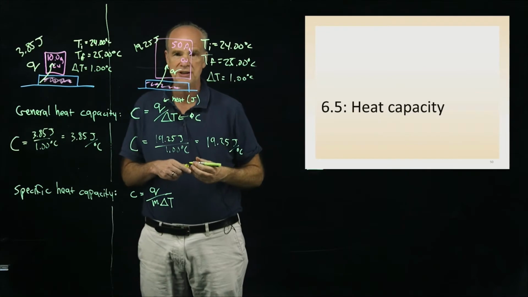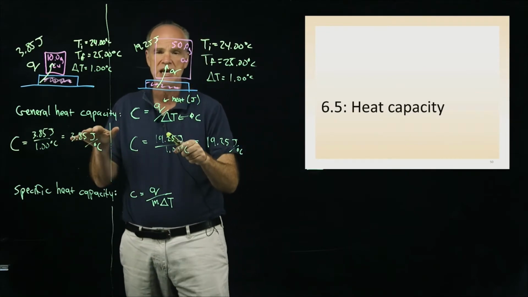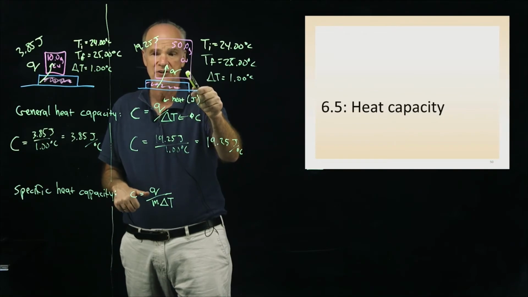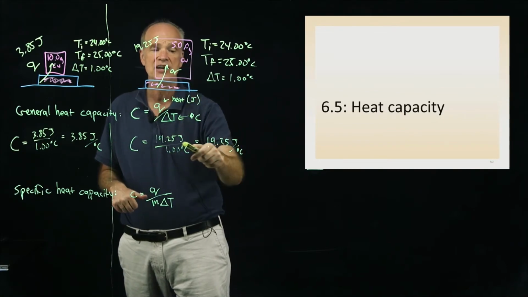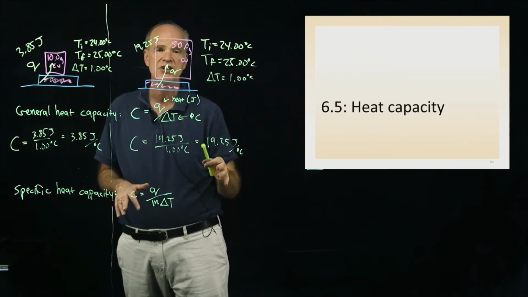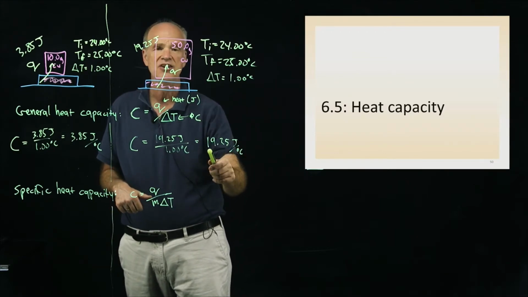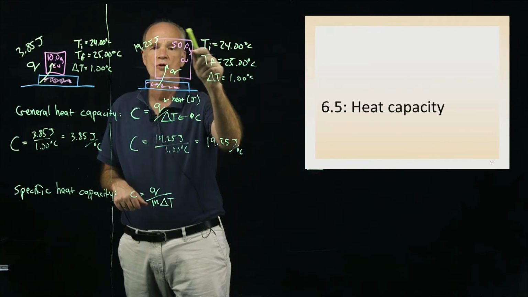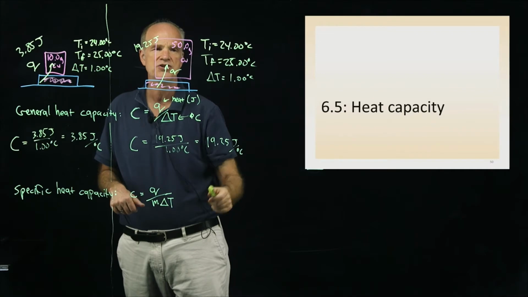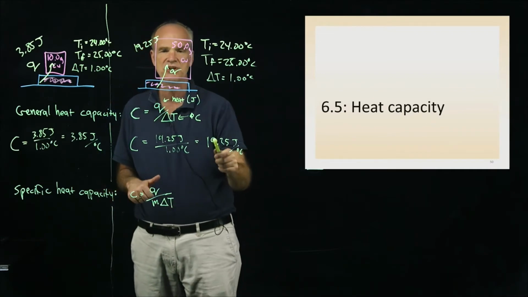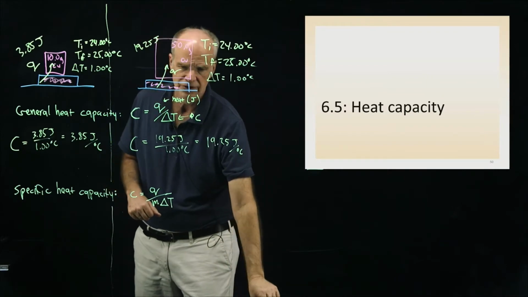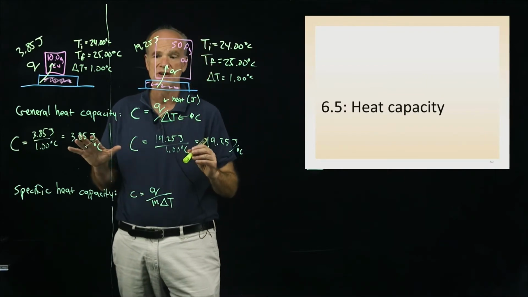So one thing you can see is that if we have the same material, and we have more of it, then we're going to have a greater general heat capacity. I think one thing you can immediately see is that general heat capacity is an extensive property. The more material we have, the greater the value of the general heat capacity. So the general heat capacity depends on the amount of matter.